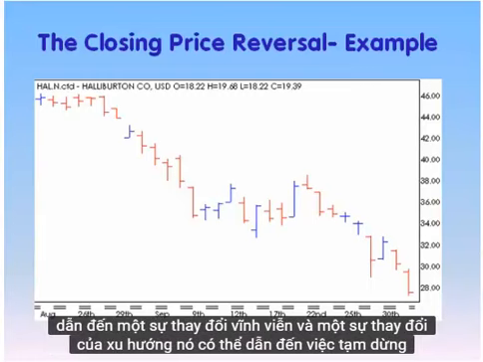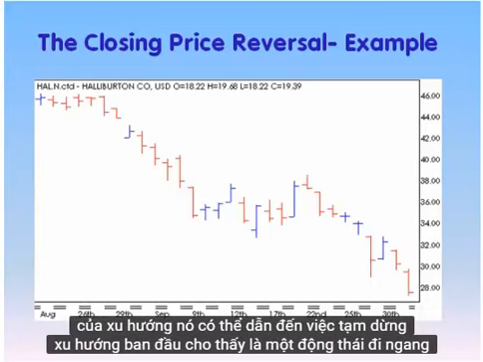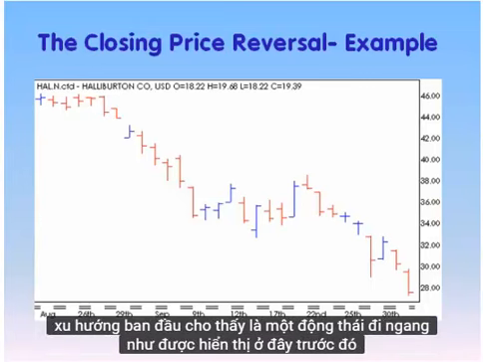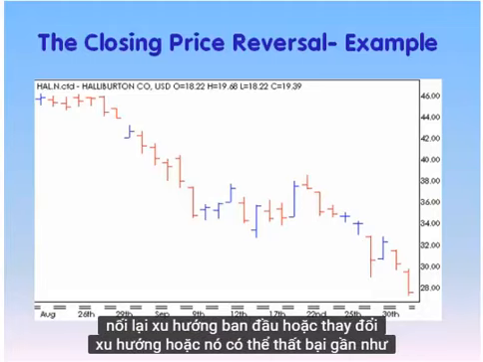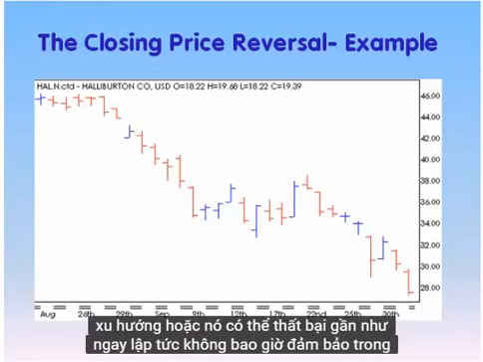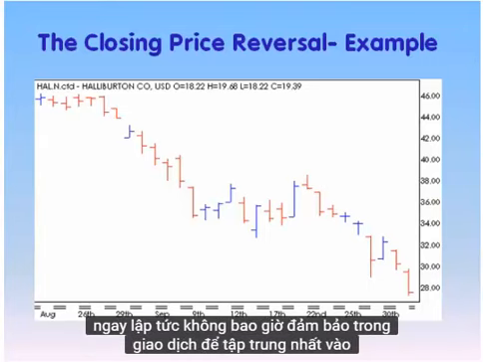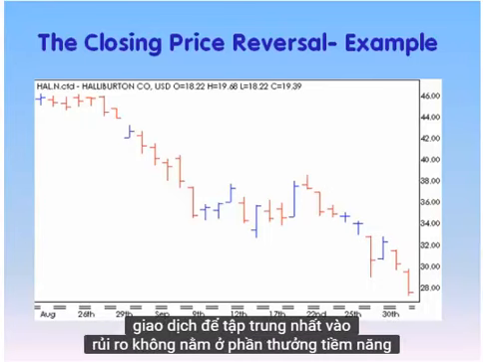It may lead to a pausing of the initial trend, showing us a sideways move as displayed here, before then either resuming the original trend or changing the trend. Or it may fail almost immediately. There's never guarantees in trading, so place your most focus on the risk, not on the potential reward.